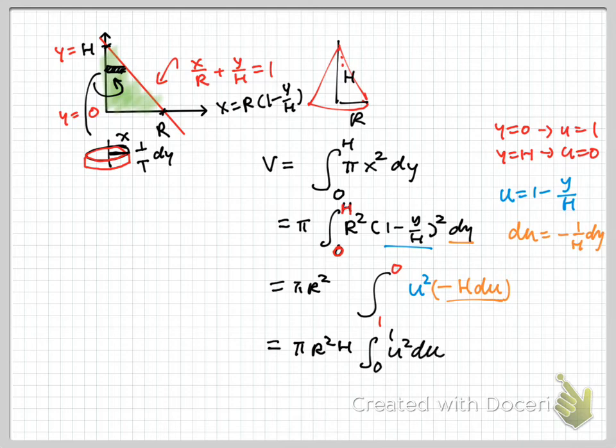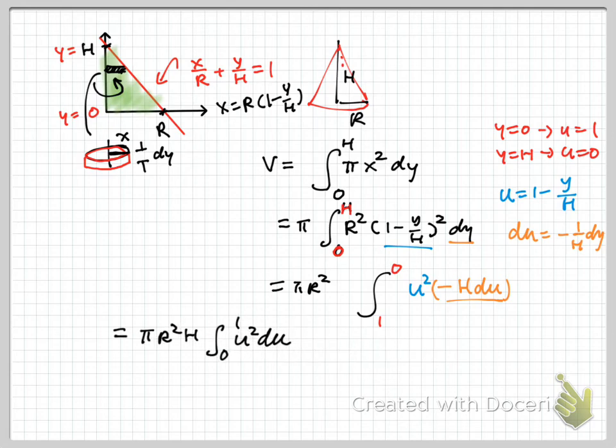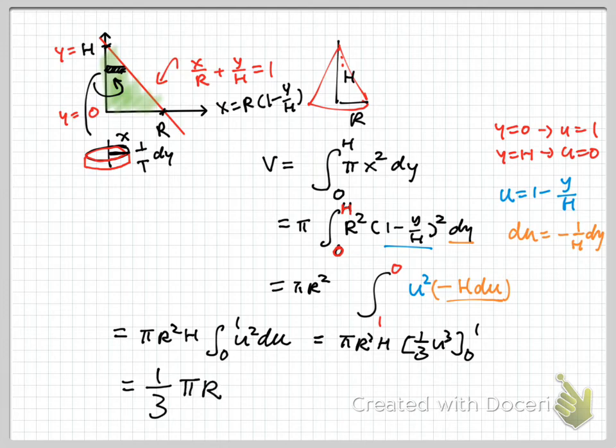And that is where the 1 over 3 comes from. That becomes pi r squared h times 1/3 u cubed from 0 to 1. So the final answer goes to our familiar 1 over 3 pi r squared h. And that is how we find the volume of the cone using integration.